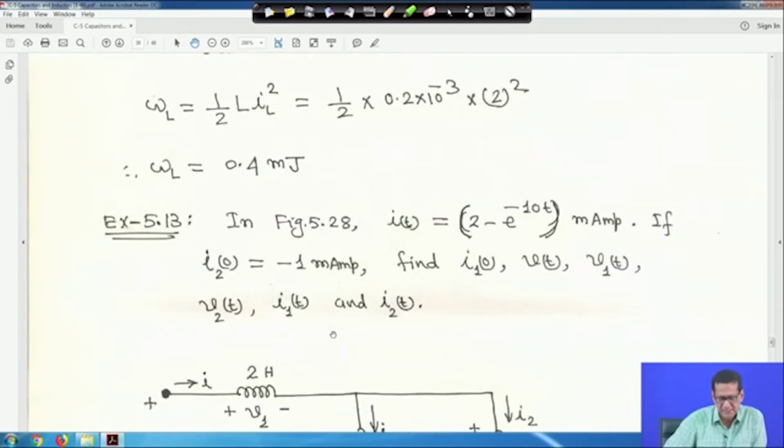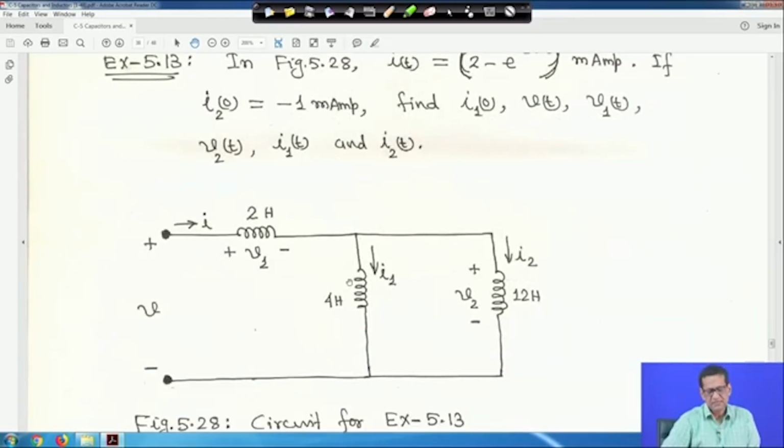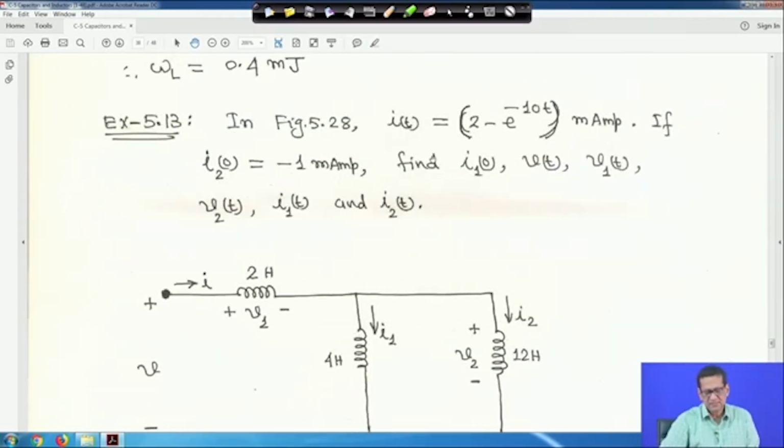So, next is another problem. It is a simple problem. In this figure, i(t) is given as 2 minus e to the power minus 10 t milliampere. If the initial condition i(0) is given as minus 1 milliampere, find the initial condition i1(0), then v(t), then v1(t), then v2(t), then i1(t) and i2(t). All you have to find out.